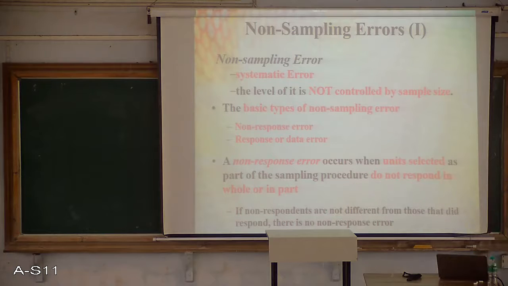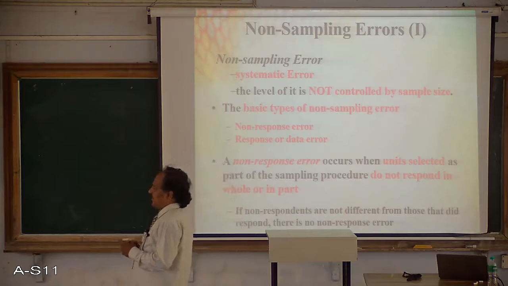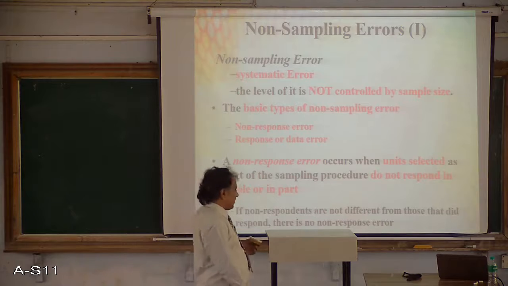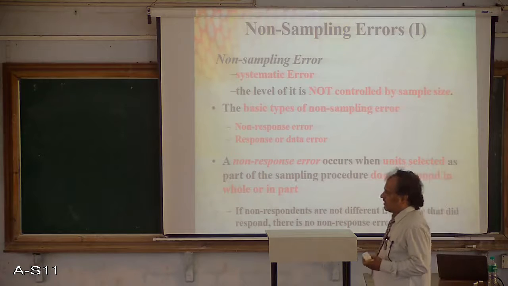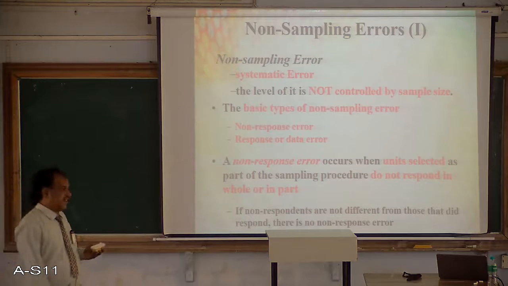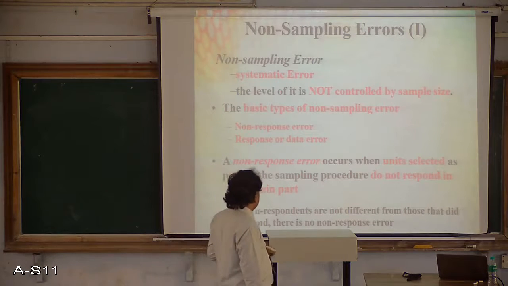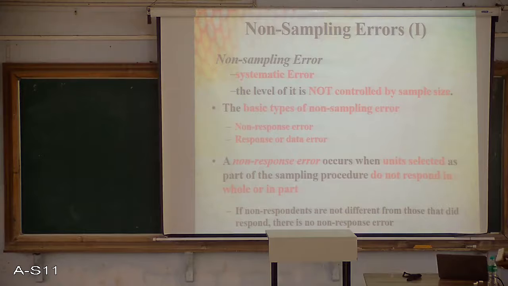What is this non-response error? A non-response error occurs when units selected as part of the sampling procedure do not respond in whole or in part. So when units selected for the research fail to respond as a whole or in part, the researcher will not be able to get any desirable or expected information. Under such circumstances, we come across this kind of error, that is non-response error. If non-respondents are not different from those that did respond, there is no non-response error.